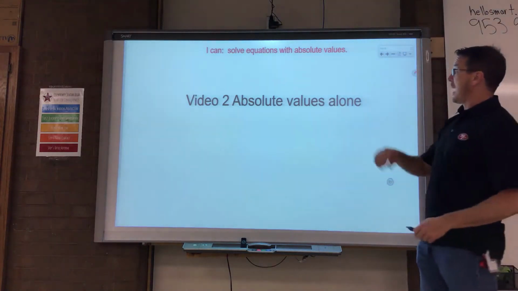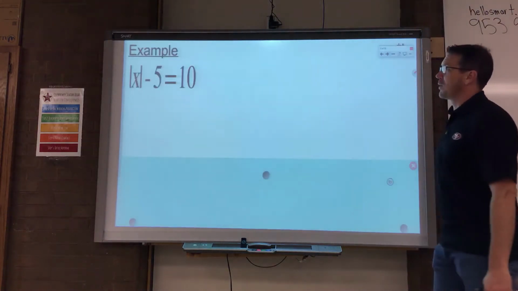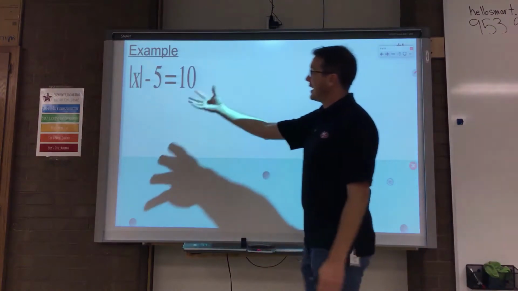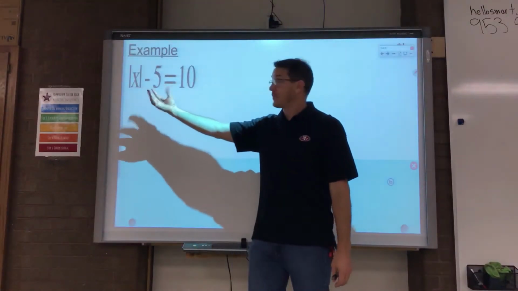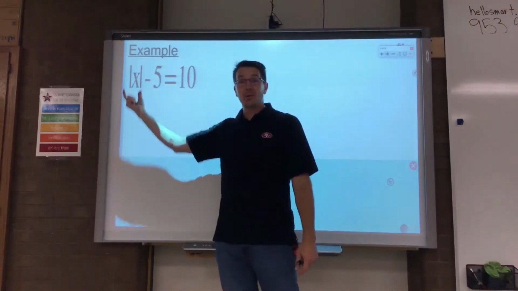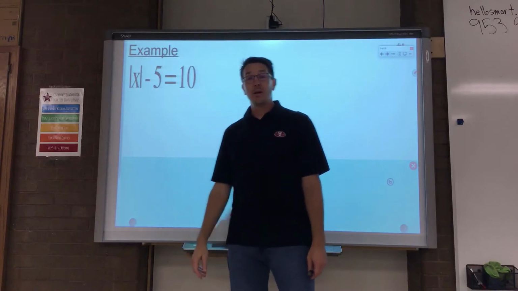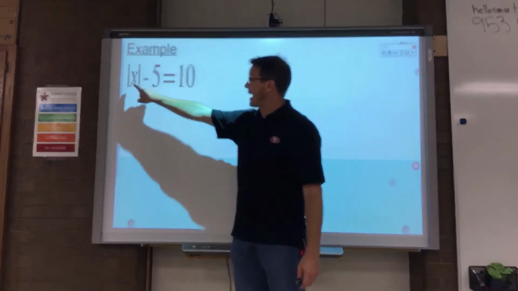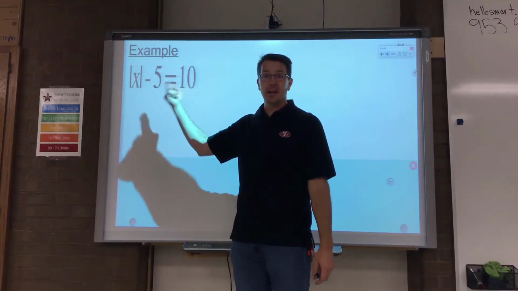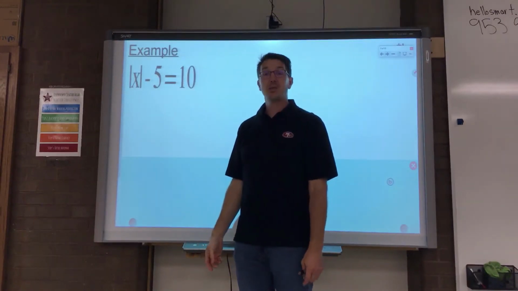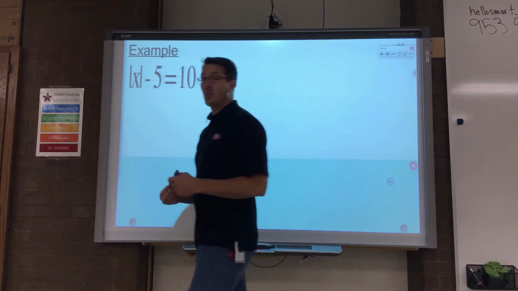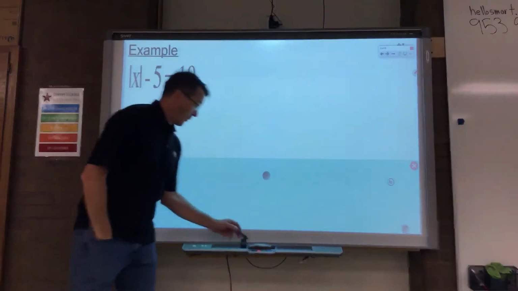So, video 2, absolute values alone. What do we mean by that is we see that we have an equation, we see that we have an absolute value, but what we need to realize here is, is this absolute value including this -5? And the answer is no. So here is a rule that we're going to start doing.